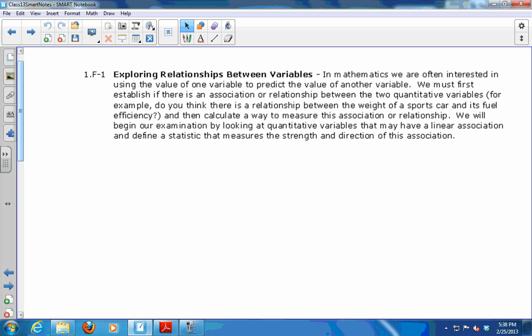So what we want to do is to calculate a way to measure the association. How well does weight predict fuel efficiency? So we want to measure it. We want to define a statistic that tells us how well one predicts the other.